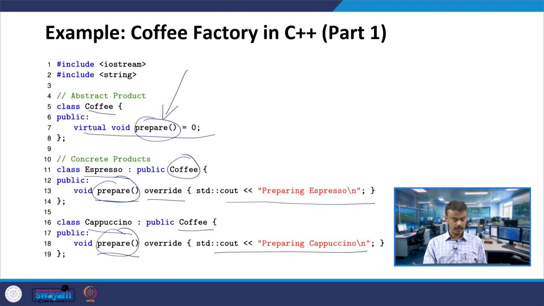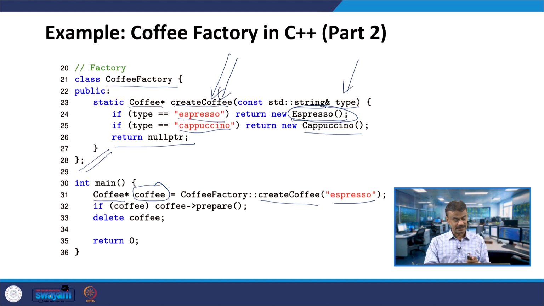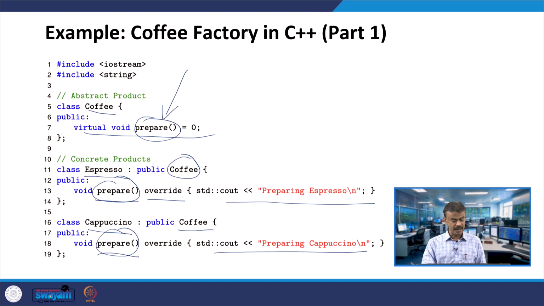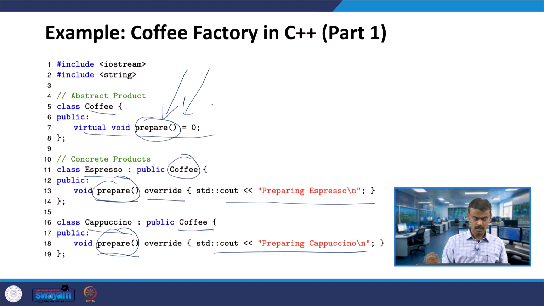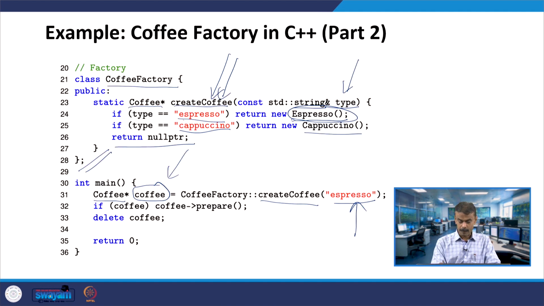Assume that this object is calling prepare. The object that you are creating under coffee, since you are passing this and it is calling the espresso constructor, the meaning is, suppose the object is invoking prepare, automatically this will be overridden and this will be called. That is what you are saying, override, and then here it is returning new espresso.